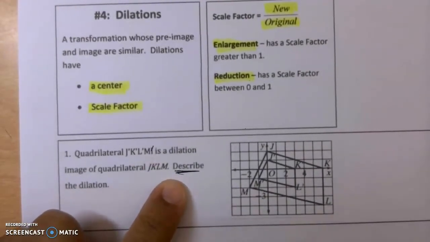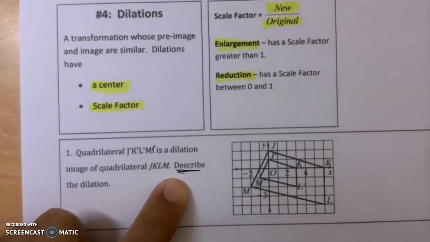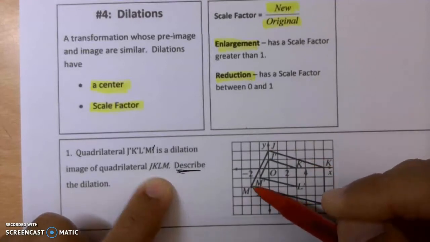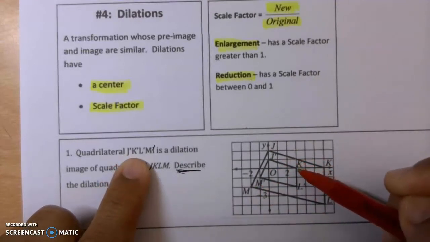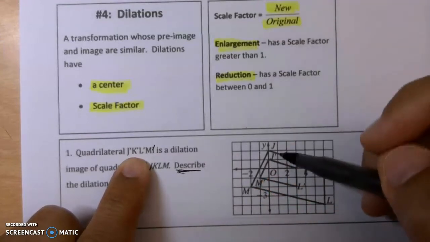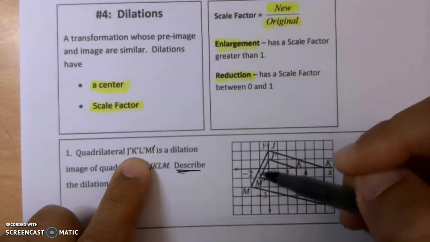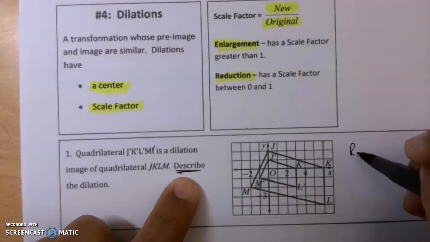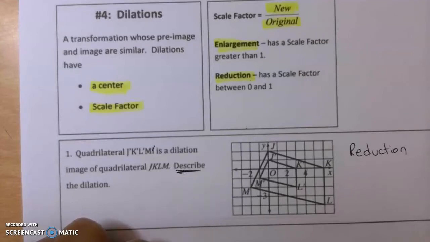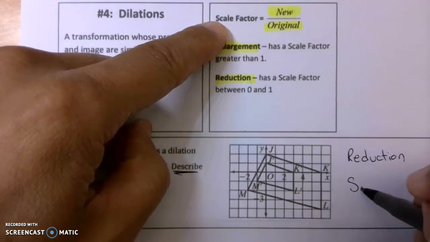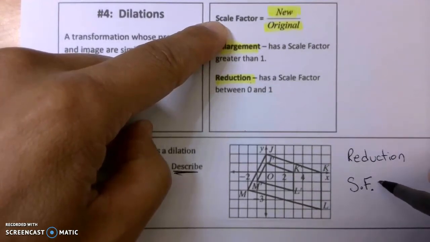So, first of all, the pre-image is JKLM, and the dilation is J prime, K prime, L prime, M prime. What you'll right away notice is that the four-sided figure got reduced. So when we're asked to describe it, we're going to say this is a reduction. It got smaller. But now the question is how much smaller? And this is going to be the scale factor, and we'll just say SF for scale factor.